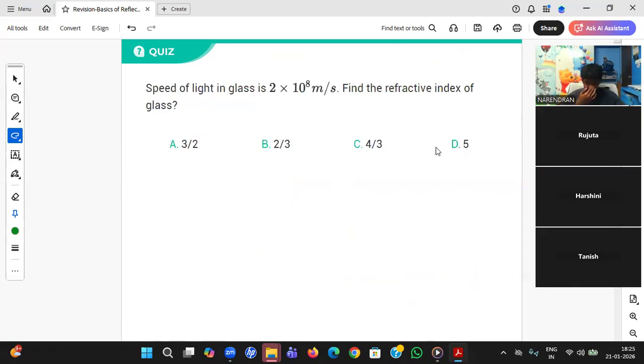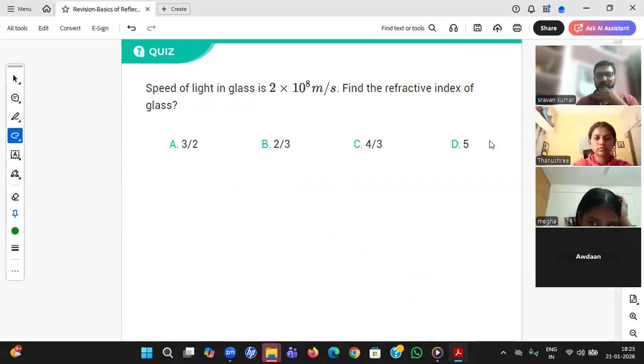Speed of light in glass is 2 into 10 power 8. Find the refractive index of glass.